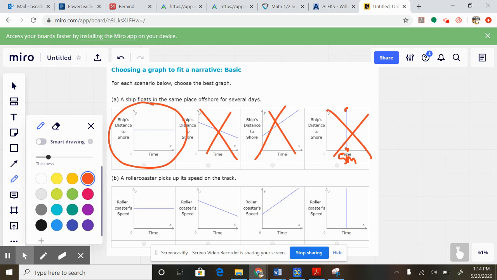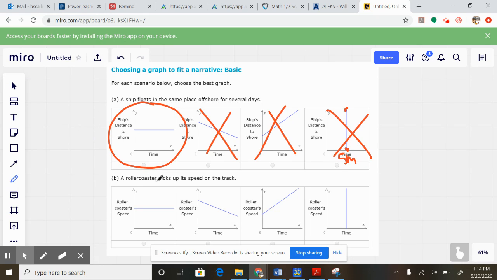In number 2, or letter B, a roller coaster picks up speed on the track. So over time, the speed is going to increase. Well, I'm going to pick this one right here because as time goes by, the speed is increasing. Again, I don't know the actual values, but I can see I started out at a lower rate, a lower speed. And by the end of the time limit on the graph, I have a higher speed.